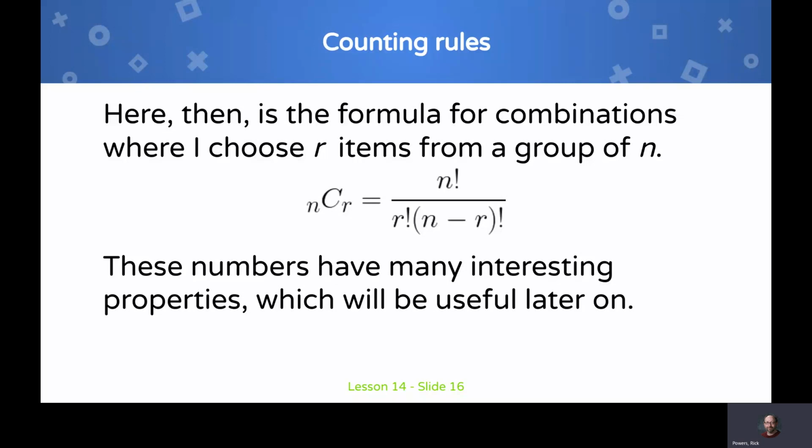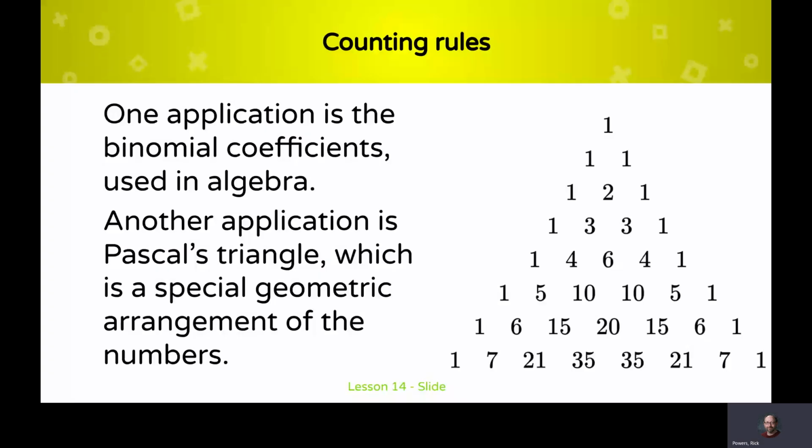These numbers have many interesting properties which will be useful later on. One application is the binomial coefficients, which are used in algebra. Another application is Pascal's triangle, which is a special geometric arrangement of the numbers. 1 in the first row, 1 and 1 in the second row, 1, 2, 1 in the third row, 1, 3, 3, 1 in the fourth row, and so on.